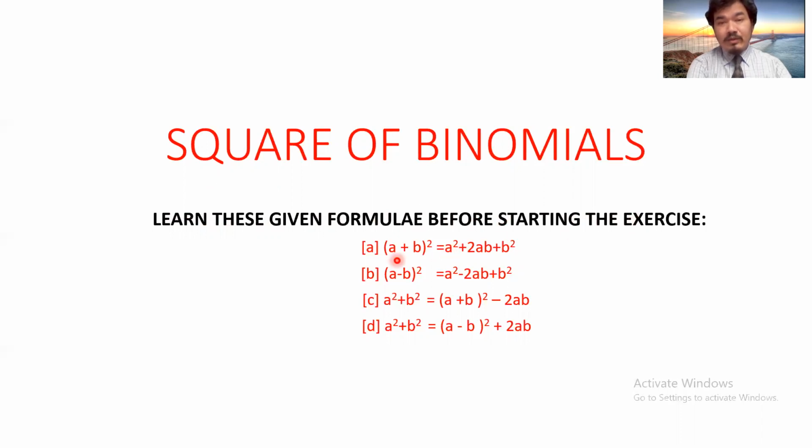Formula number a: (a plus b) whole square equals a square plus 2ab plus b square. Formula b: (a minus b) whole square equals a square minus 2ab plus b square. Formula c: a square plus b square equals (a plus b) whole square minus 2ab. And formula d: a square plus b square equals (a minus b) whole square plus 2ab. These four formulas were taught in the previous class.